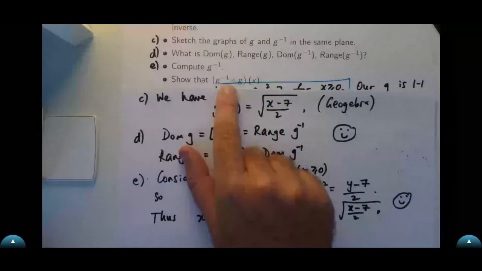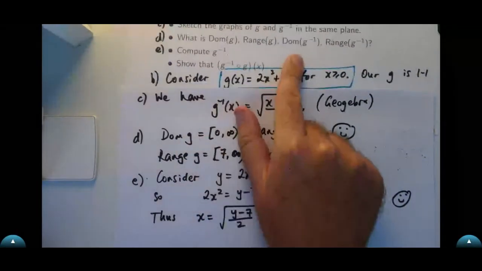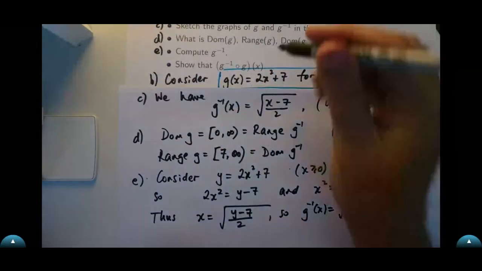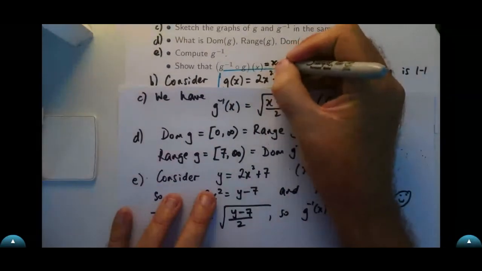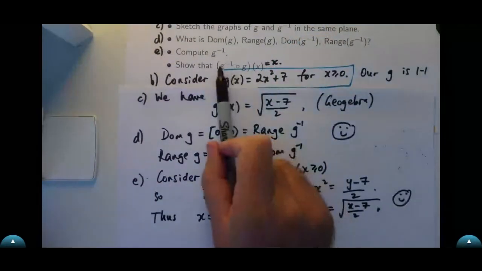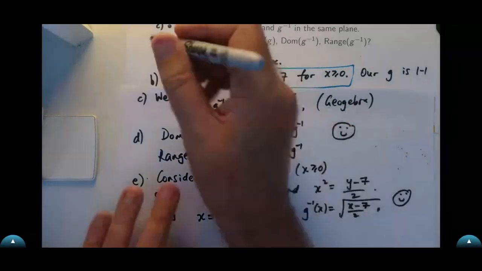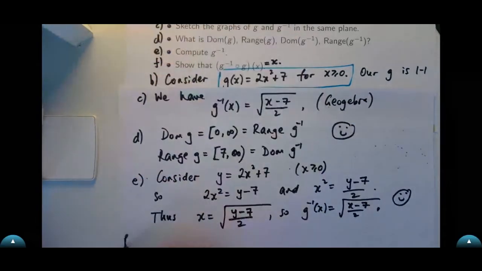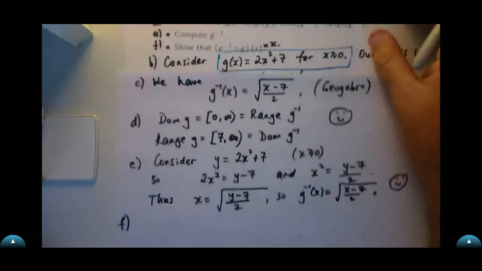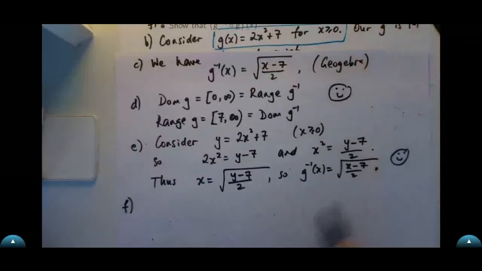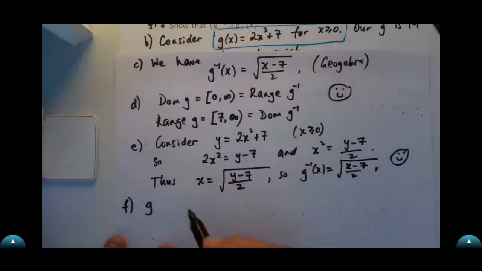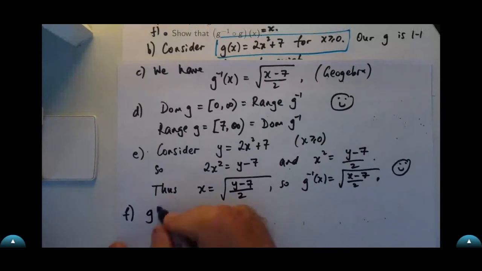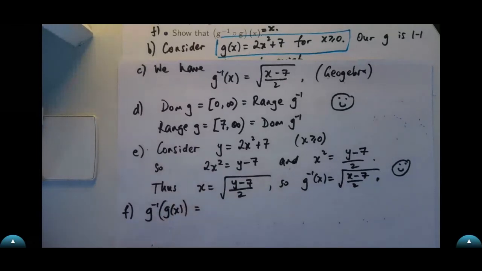Show that the inverse of the function g is just equal to x. Okay, that's what they want you to show there, so that this combination is really going to give you what you want. Okay, so g inverse. So this is what they want: g inverse of g of x.